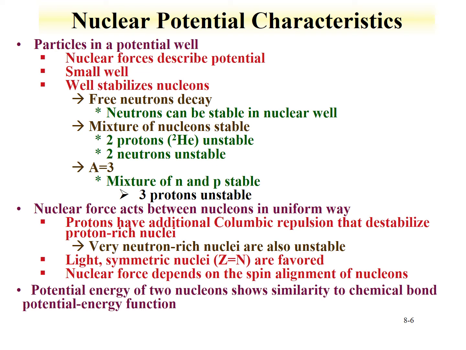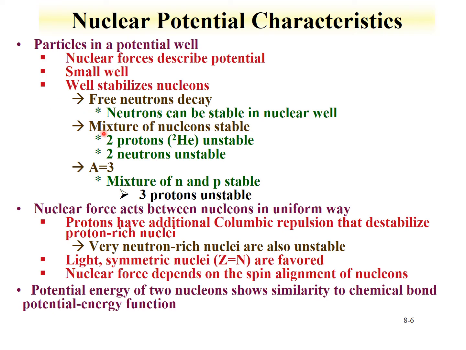Now a nuclear potential is where these nucleons can act together, form a nucleus, and then provide properties that we can observe on this nucleus. We've already talked a little bit about nuclear potentials, but these nucleons can be particles in a potential well. The nuclear forces describe the potentials. The well is small. And we also know that the well can stabilize nucleons. For instance, I can put neutrons into a nuclear potential, and they can remain stable. A free neutron is not stable. It decays.